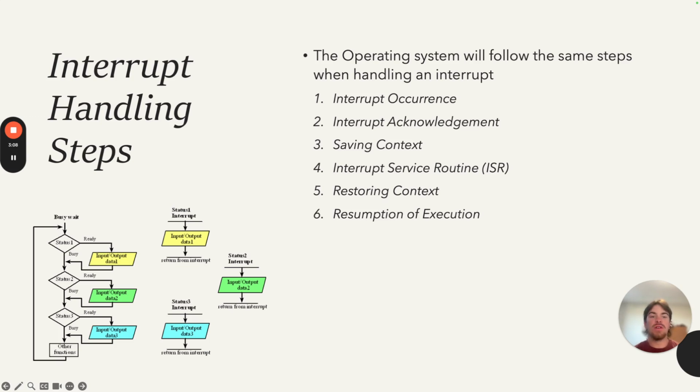Next is your restoring context. So after the interrupt, the saved process state is restored and finishes with resumption of execution. So the CPU just resumes normal execution of the interrupted process or shifts to a different task as directed by the scheduler.